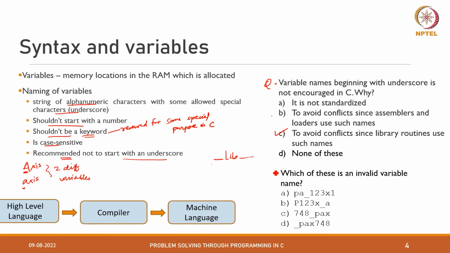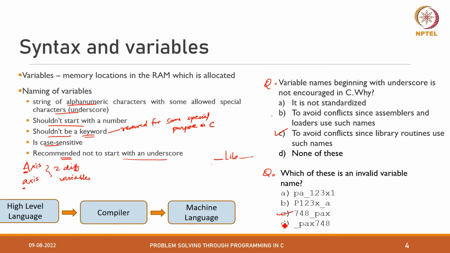Okay, so keeping that in mind, let us see which of these is an invalid variable name. The first one, you can see it's alphanumeric. It doesn't start with a number, and it is not a keyword. So yeah, the first is fine. The second as well. It doesn't start with a number. It's alphanumeric in nature. It has an underscore somewhere in between. That's all fine. The third one, you see, starts with a number. The second point that we had here is that it shouldn't start with a number. Because this starts with a number, this is an invalid variable name.